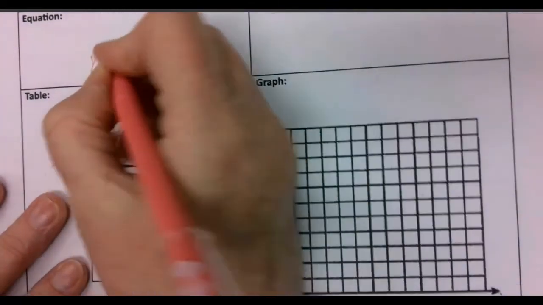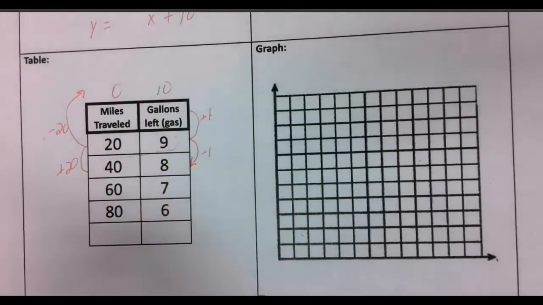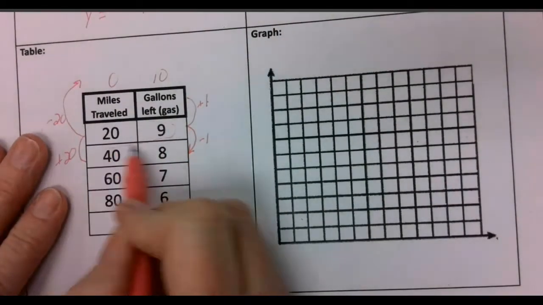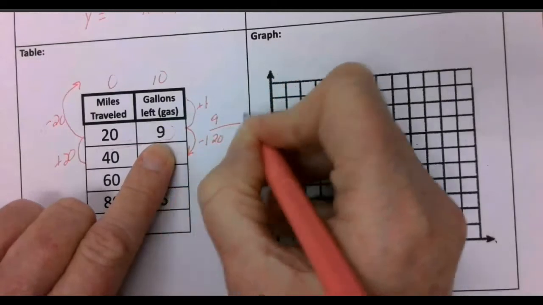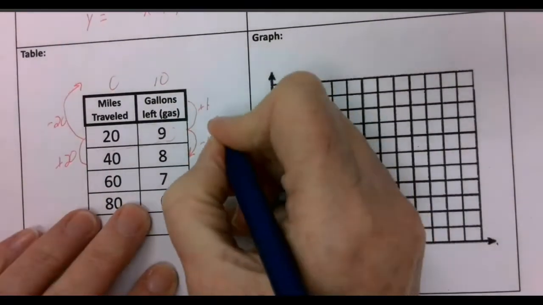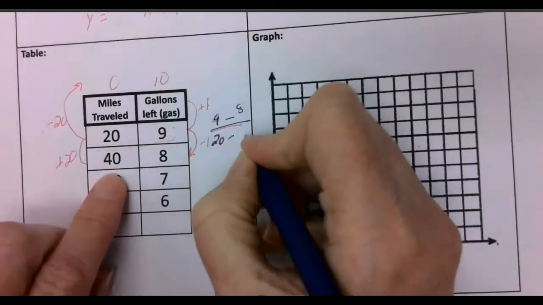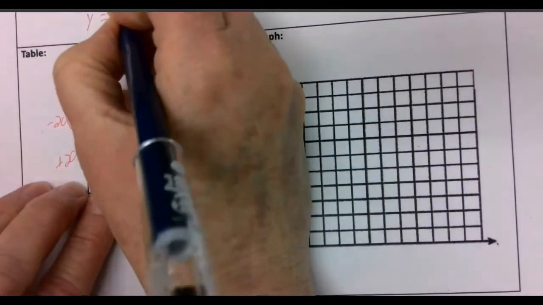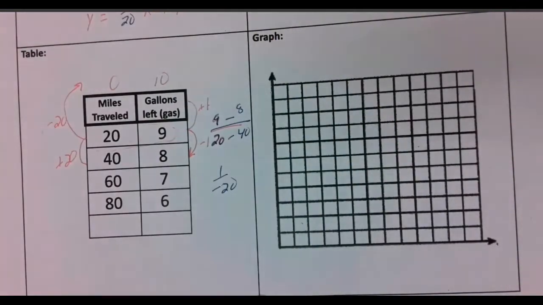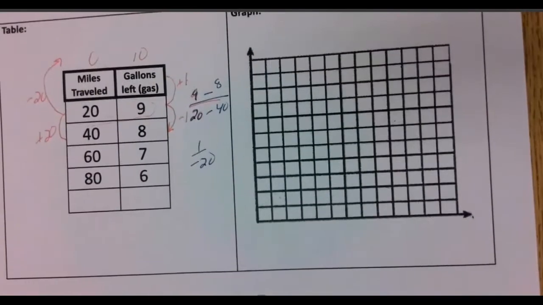Let's find our slope, and we'll have our equation. To find our slope, just take 2 of the points and subtract. We're going to take our y value and our x value, and we get 1 over negative 20. So our equation is y equals negative 1/20 x plus 10. Now we're going to graph.